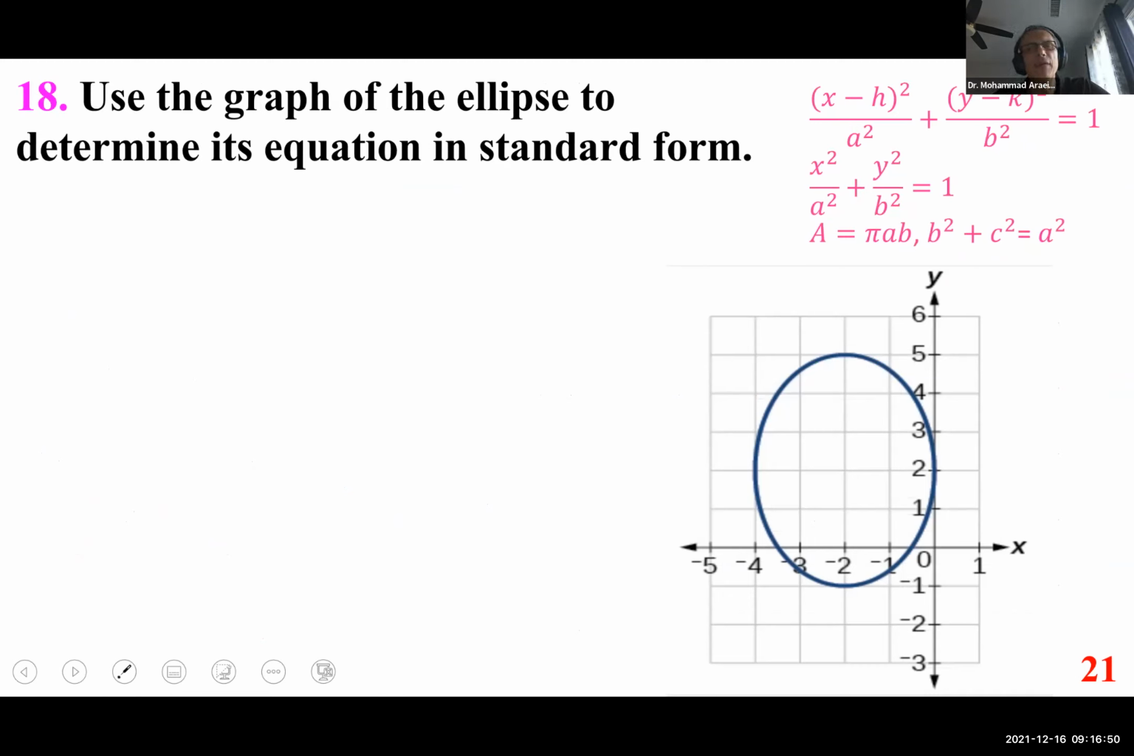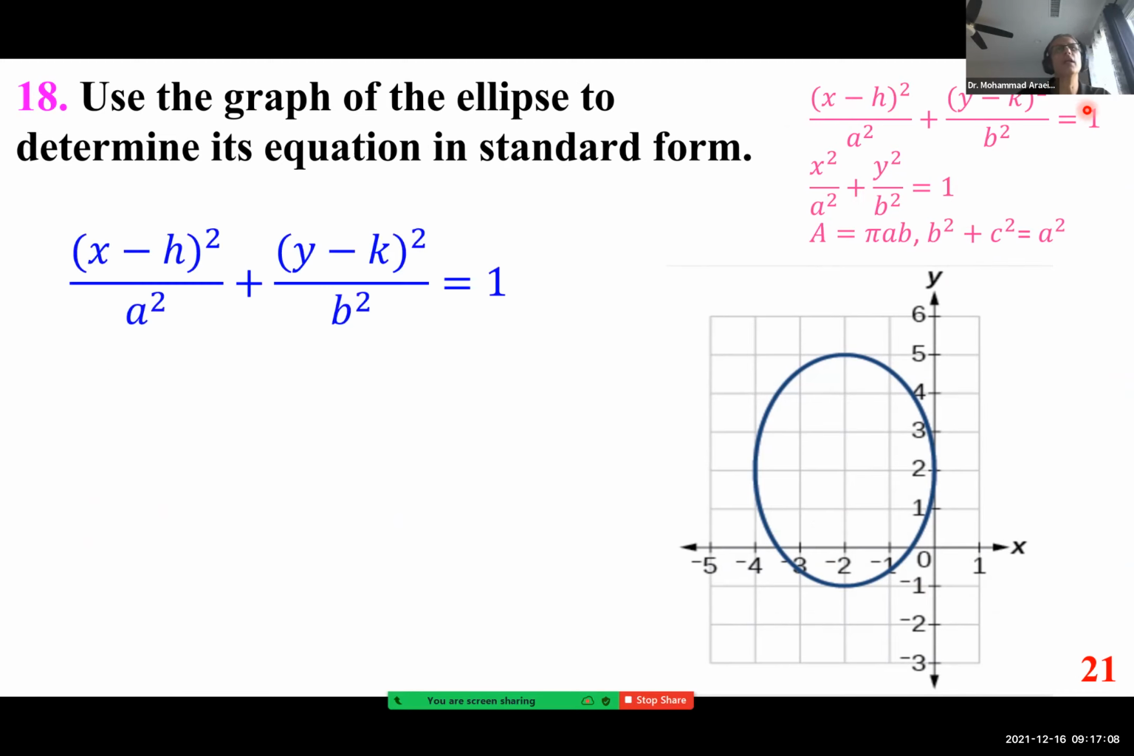Now, the graph is given, and we want to come up with the equation in standard form, and we can use either this one or that one. We can clearly see the center is not located at 0, 0. That means we have to use that one. So let's locate the center. Clearly, the center is located at -2, 2. So we have that.